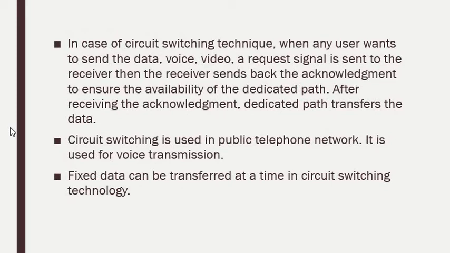In circuit switching, when any user wants to send data like voice or video, a request signal is sent to the receiver, then the receiver sends back an acknowledgement to ensure the availability of the dedicated path. After receiving the acknowledgement, the dedicated path transfers the data. Circuit switching is used in the public telephone network. It is used for voice transmission, and fixed data can be transferred at a time in circuit switching technology.